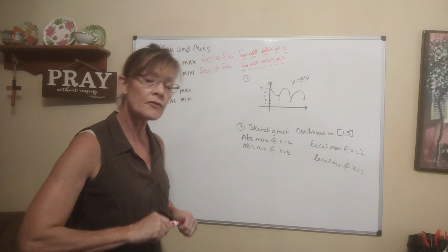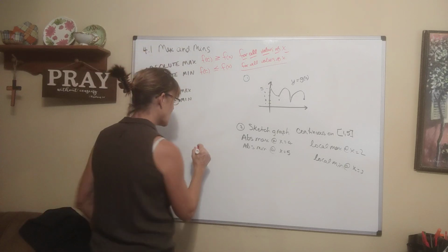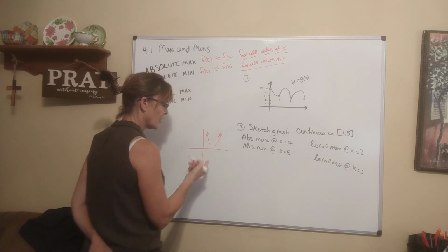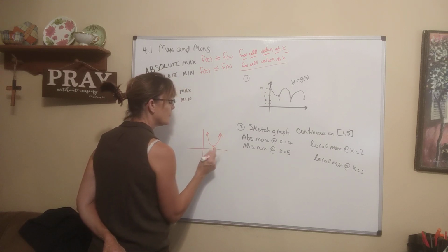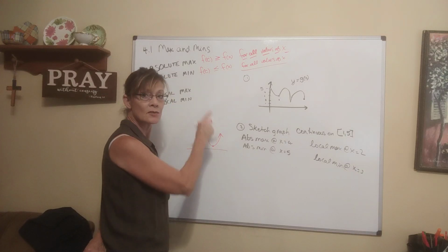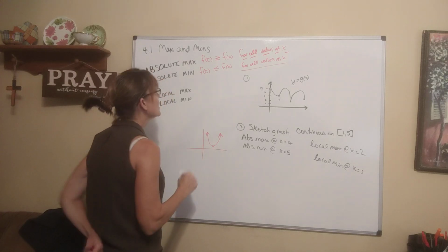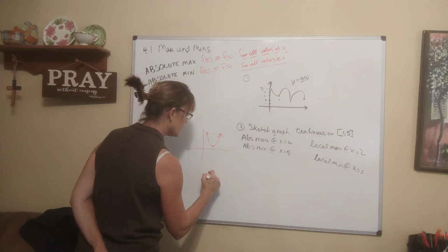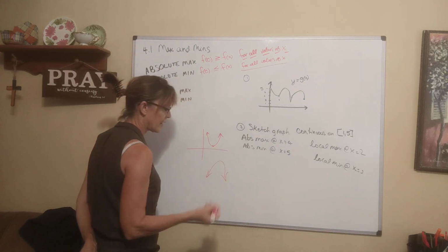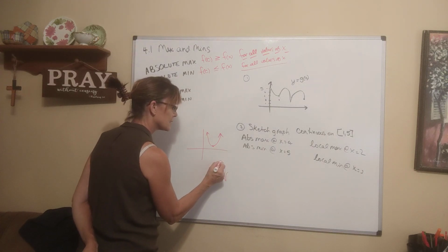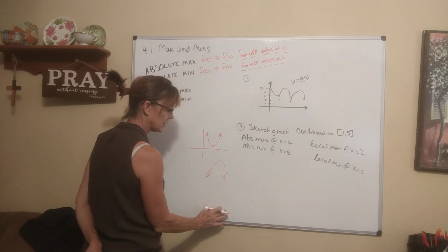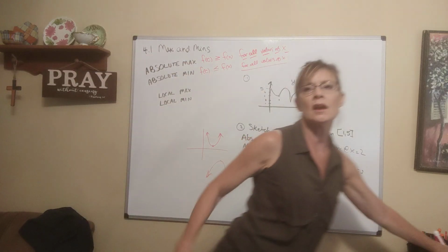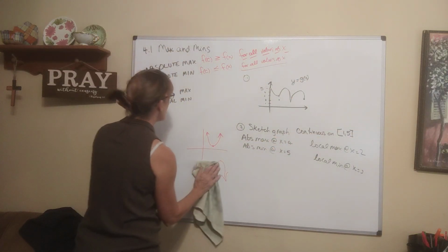Not all functions have an absolute max or min. For instance, here is a parabola. Let's just get a picture in our mind. This function has an absolute min right here, but it does not have an absolute max because it goes on forever. However, if you're on a closed interval, that changes things, and we'll be looking at that. If you had a parabola opening the other way, this is a very simple graph, it has an absolute max, a high point, but no absolute min. So that is just a quick illustration of a possible absolute max or min.